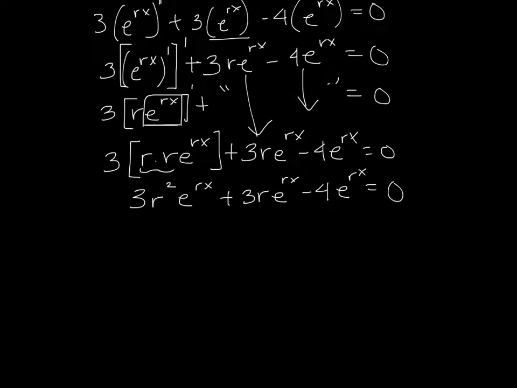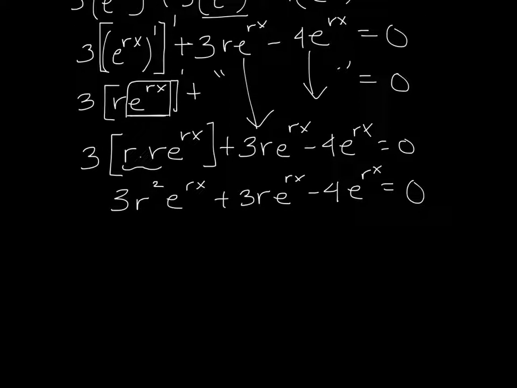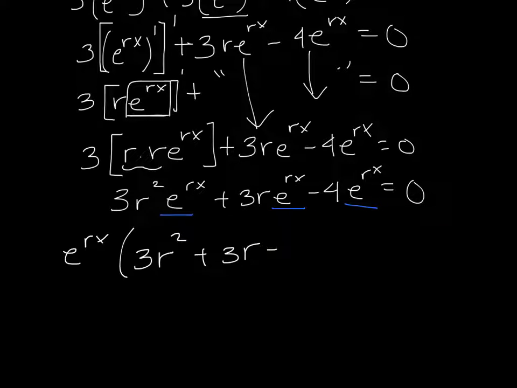And this is a very nice, very popular equation. It has a sort of quadratic form because of this r squared. But let's first notice that there is a greatest common factor. I can factor out that e to the rx, which is common to the whole expression. So we're left with 3r squared plus 3r minus 4 equals 0. If we distribute this guy, we just get the original. So we have a nice polynomial function here. It's obviously quadratic.